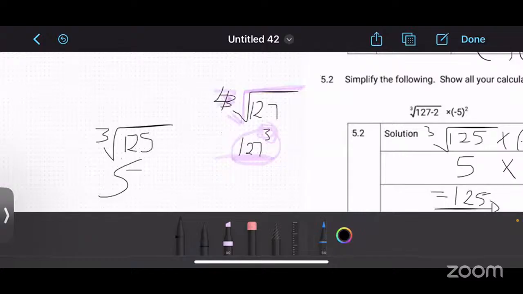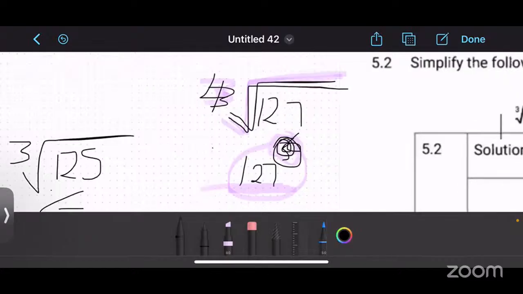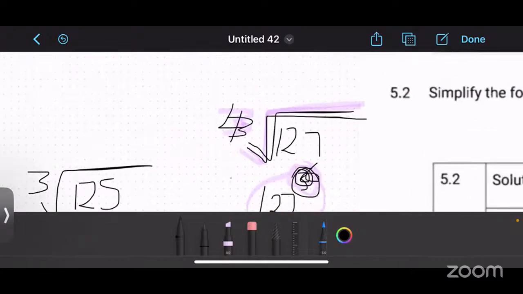So when the number is up there, it's going to be cubed or squared. But the moment it has this sign, then you're going to say square root or cube root or fourth root, fifth root, sixth root, or any number's root.